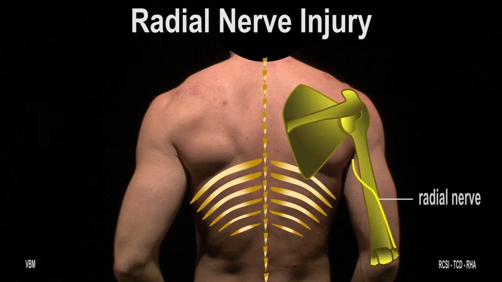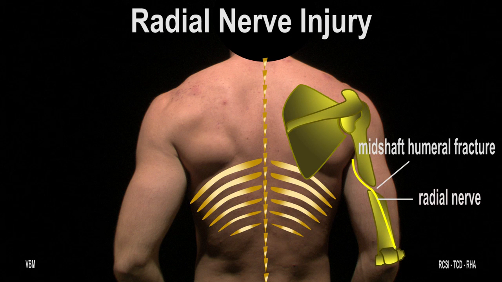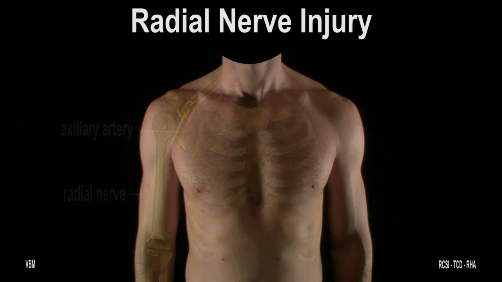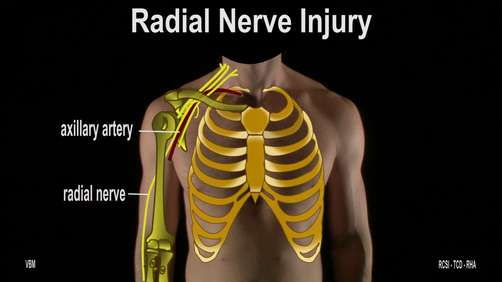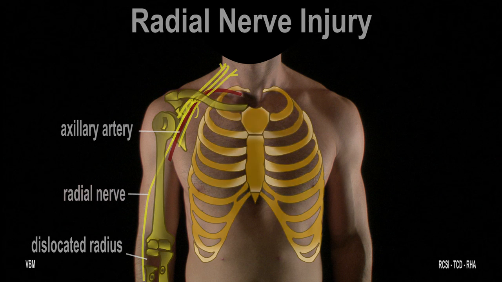Radial nerve damage may occur in the arm from a midshaft fracture of the humerus, causing wrist drop. Radial nerve damage may also occur at the elbow, for example, from a fracture or dislocation of the neck of the radius, or dislocation of the superior radioulnar joint, causing wrist drop and an inability to extend the fingers.